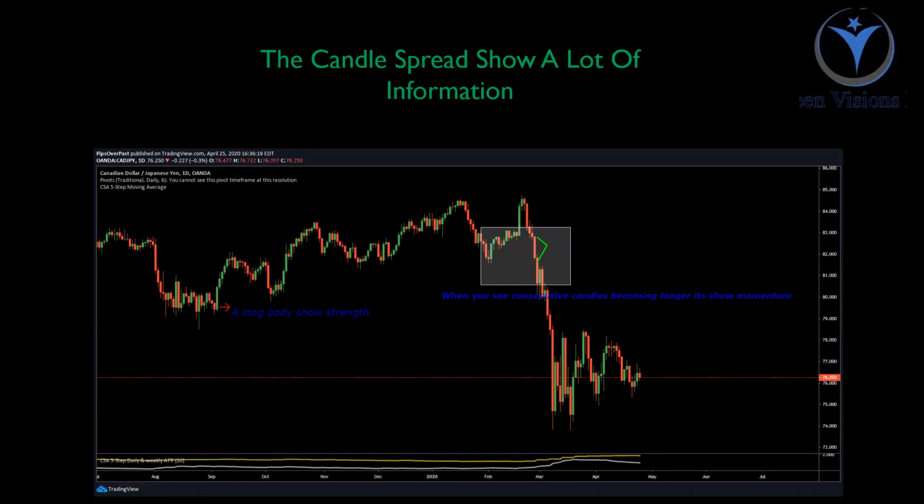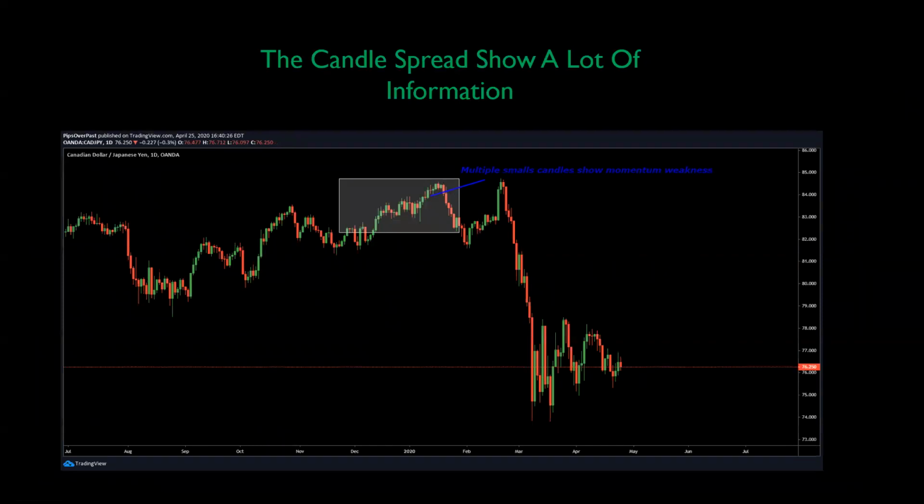Now, the candle spread shows, once again, a lot of information. This is just showing you guys an overall example of market flow. So we see we have the long body showing the strength, and we got an actual push up. And then we see the 2 consecutive bodies, and we are able to visualize the rollover that happens in the market.